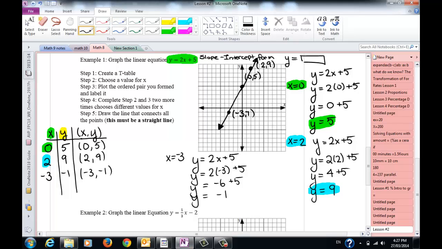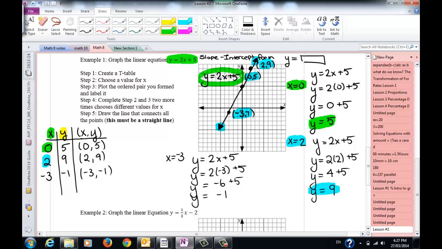Now, to finish this off, okay, so we've labeled it. That's great. The other things that we have to put on is our arrowheads, because I can choose an infinite number of other x's. And finally, I need to write the equation on here, and it has to be on the grid. And that was my last piece that I have to do.